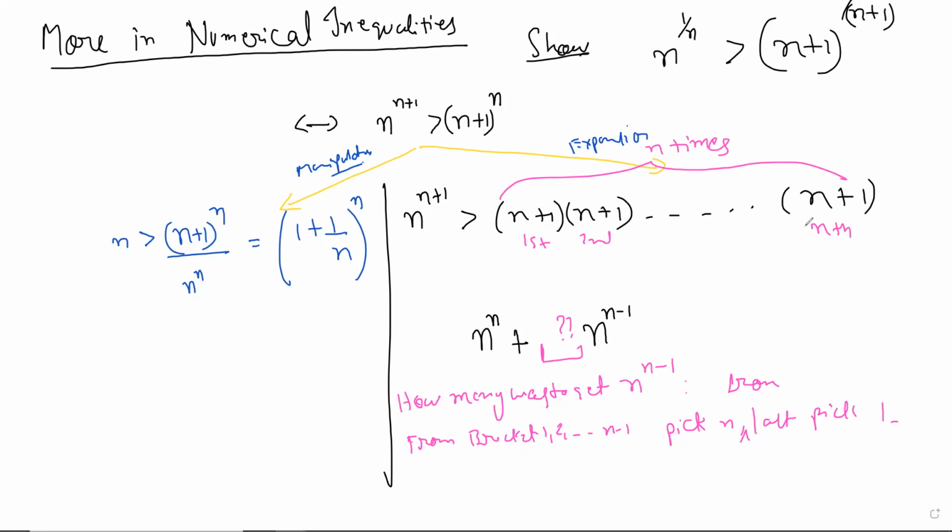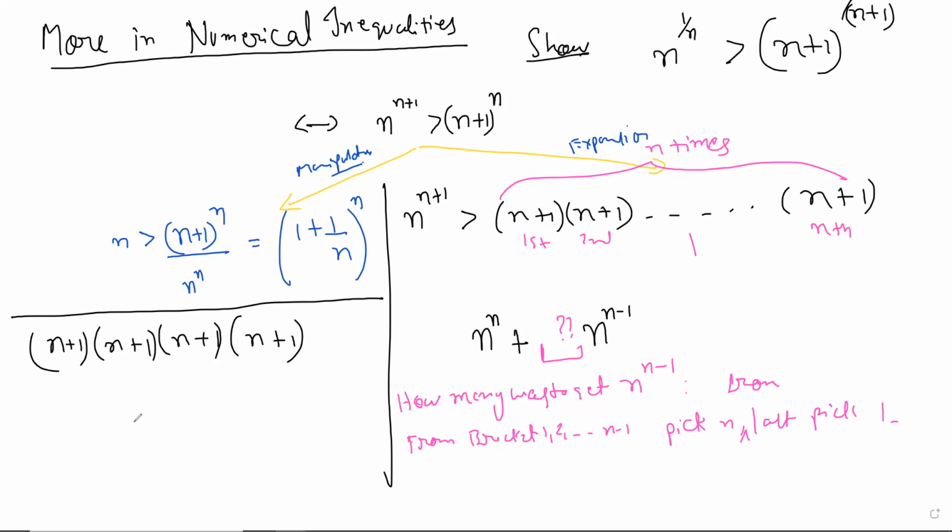See, first bracket, second bracket, nth bracket. Think. Why factorial? No, shouldn't it only be n? Or why do you think it's n factorial? Maybe if you do it like this 5 times, then it'll be clear. Or let's say 4 times. Then how many times do you pick n? How many times do you get n cube when you do the product?